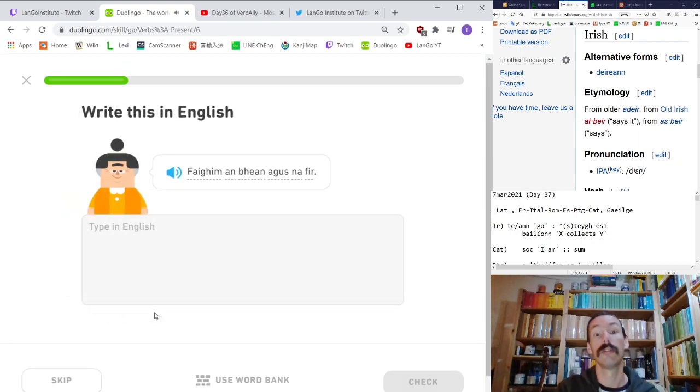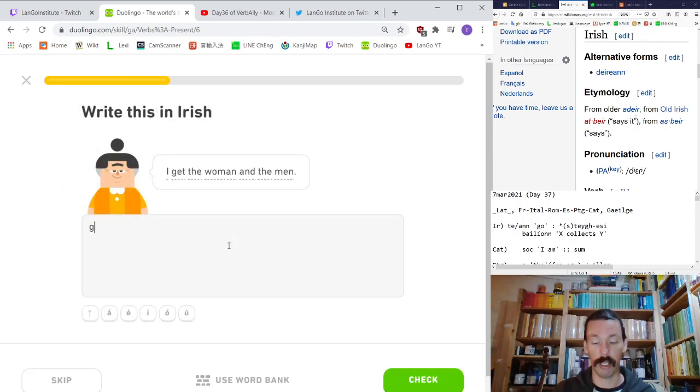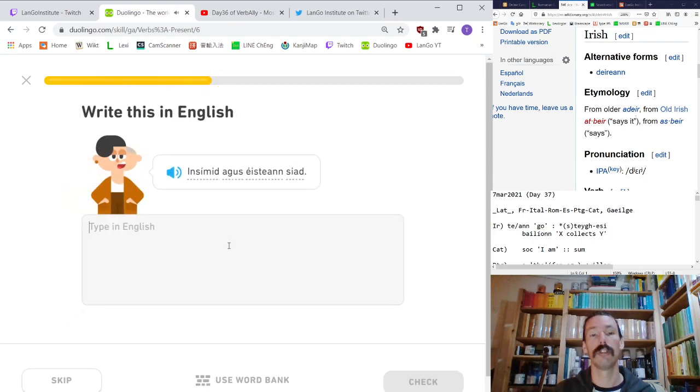Faim on van, agus na fir. I get. I don't know what this means, but it's I get, and van, the woman, agus na fir, and the men. That sentence to me. I get the women and the men. Faim. Fa, so slender, y. The woman, singular, and van, mutated. And agus, na fir.